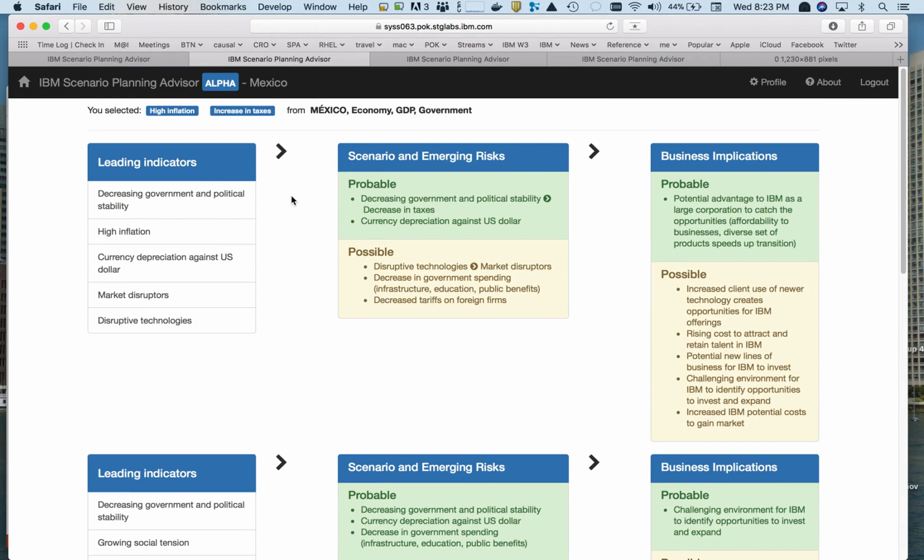SPA presents both a textual and a graphical view of each scenario. Each scenario has associated with it a number of important implications and a number of leading indicators: the business implications and the leading indicators. Leading indicators are predicates which appear early in the plans that are part of one scenario but not of the other scenarios. In other words, they tend to lead to this scenario and not to others. Observing these leading indicators could alert us as to which scenario is likely to occur. So these leading indicators that we surfaced here are decreasing government and political stability, high inflation, etc.